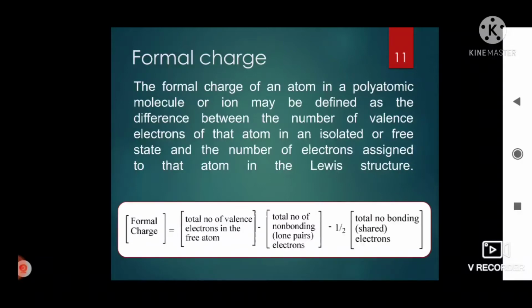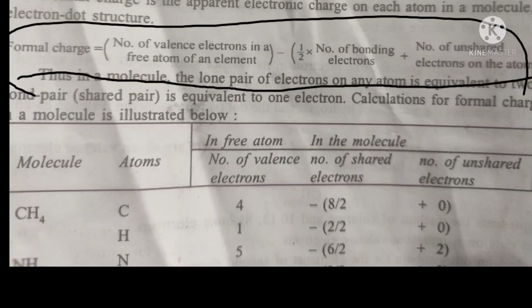The formal charge equals the total number of valence electrons in the free atom, minus the total number of non-bonding electrons, that is lone pair electrons, minus half of the total number of bonding, shared electrons. Or formal charge equals the number of valence electrons in a free atom of an element minus half of the number of bonding electrons plus the number of unshared electrons on the atom.